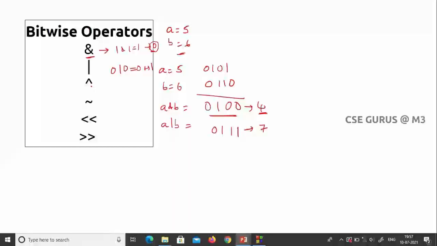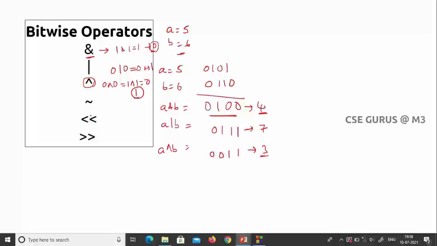Now if I take exclusive OR, if the values are the same then it is 0. That means 0 XOR 0 or 1 XOR 1 is 0, otherwise 1. So 1 XOR 0 is 1, both are not the same. 0 XOR 1 is again 1. 1 XOR 1, both are the same, that's why 0. 0 XOR 0 is 0. So the result is 3, right? I'll discuss the tilde at the last.